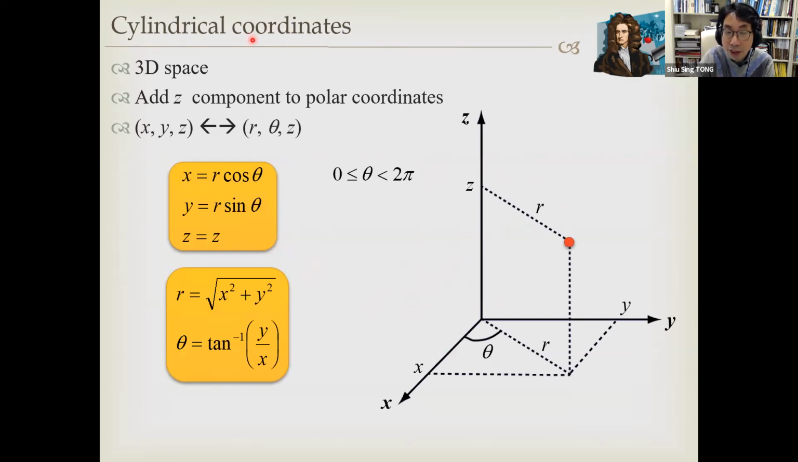Now, the so-called cylindrical coordinate is a straightforward generalization of the polar coordinate. We simply add the z component. Okay. Now, this is a general point. I will answer your question later. Okay.